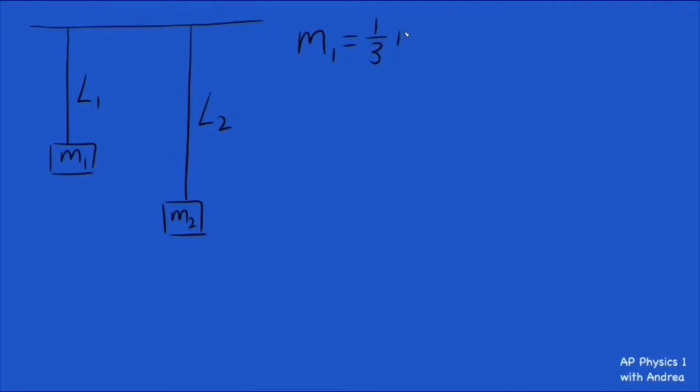Next, here's a problem that I used to always get wrong. So, two blocks of different masses are hung by two strings of different lengths. The heavier mass with the longer string and the lighter mass with the shorter string. Let's say that the lighter block has a third of the other block's mass, and the shorter string has a third of the other string's length.